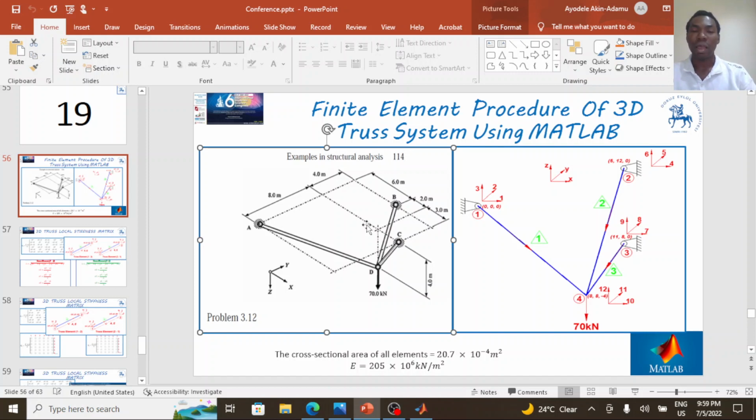A 3D truss system is actually a very important structural system in civil engineering. It has several applications in the civil engineering industry. The 3D truss system is used in roof structures, where you want a clear span of say 40-50 meters, and the best system to use in this scenario is a 3D truss system.